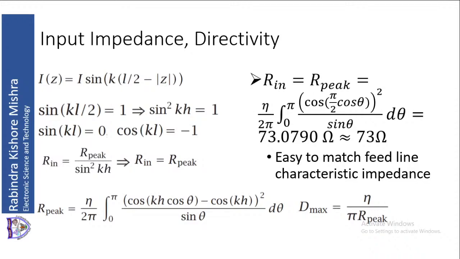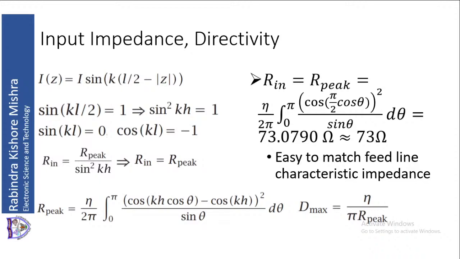We can see the expression for R peak at the bottom. R peak is equal to eta by 2 pi integration 0 to pi, [cos(KH cos theta) minus cos KH] whole square by sin theta d theta. Then R in is equal to R peak, that you can write as eta by 2 pi integration 0 to pi, [cos(pi by 2 cos theta)] square by sin theta d theta. If you integrate this using numerical method, that is going to give you 73.0790, which is approximately 73 ohms. So input resistance for a half wave dipole is 73 ohm.